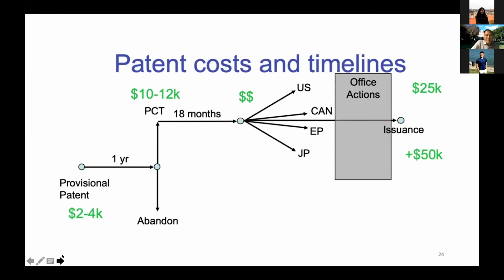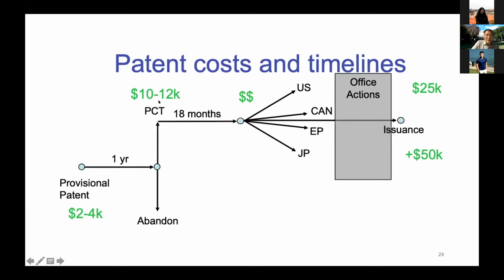For patent cost and the timeline, when people file the provisional patent, the cost is typically between $2,000 and $4,000 US dollars. That is not updated to today's number, right? And this will typically take about 1 year. Then it goes through the PCT or is abandoned.